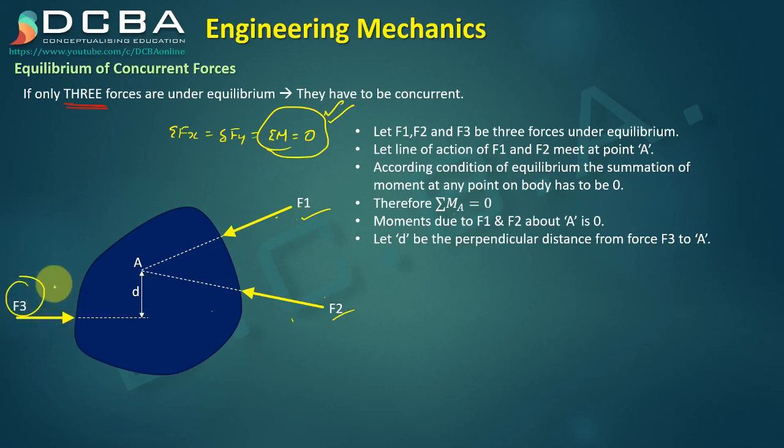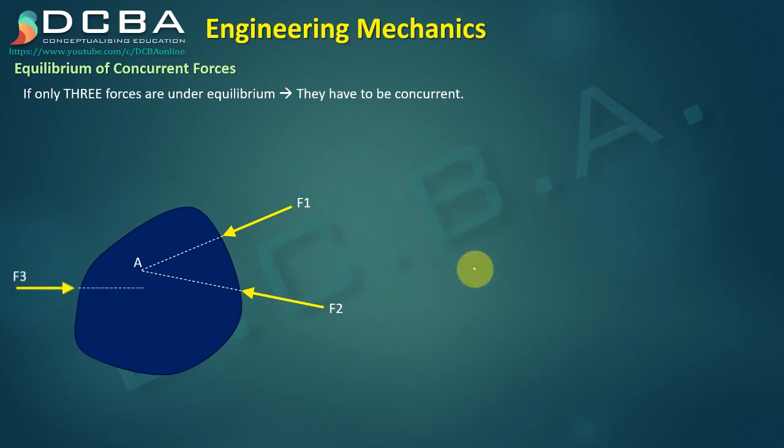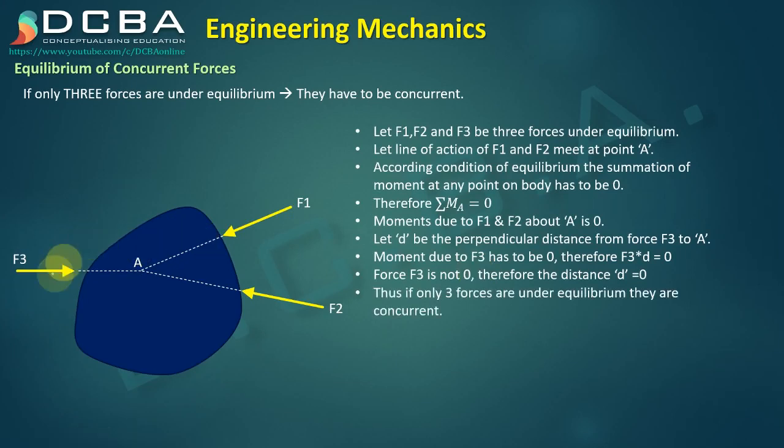But F3 cannot be 0 because it is a magnitude. There is a force, right? And we cannot say that this force is 0. We already know it is there. So what should be 0? This distance has to be 0 then. If F3 is not 0, then obviously the distance has to be 0. So we can say that F3 is also concurrent at this point A, and thus if only 3 forces are there which are under equilibrium, they definitely have to be concurrent. Alright.